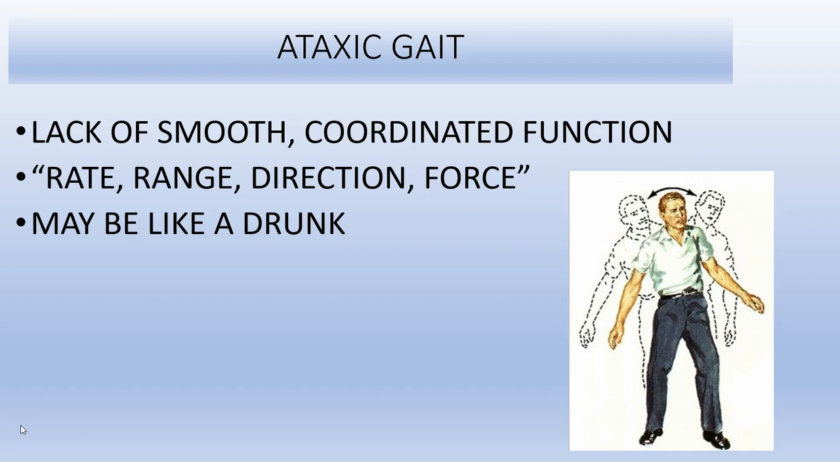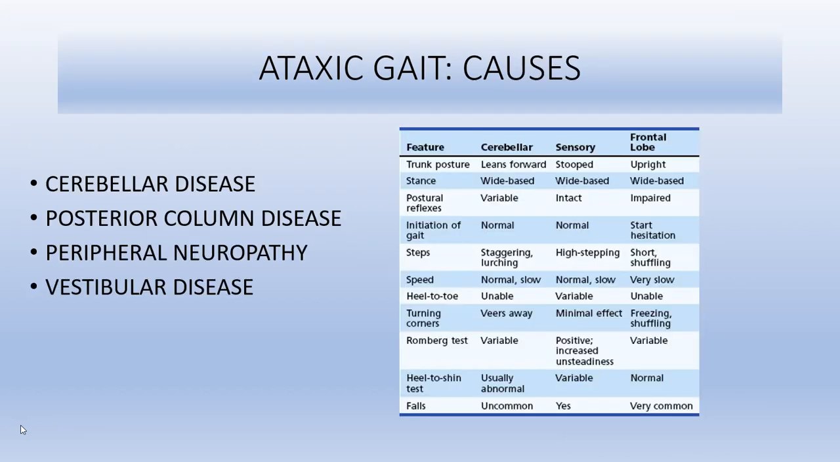Ataxic gaits are due to cerebellar disease. My old professor, Dr. James Ganley, used to tell us how to remember cerebellar dysfunction, and those would be abnormalities of rate, range, direction, and force. And these are patients that have a wobbly, broad-based gait, and if you didn't know better, you'd think the patient was drunk. It is part of the class of ataxic gait disorders.